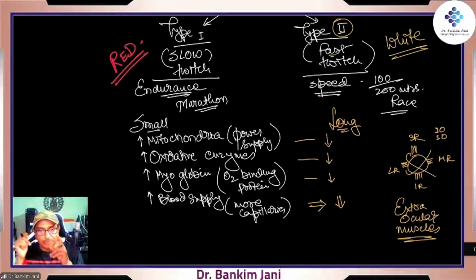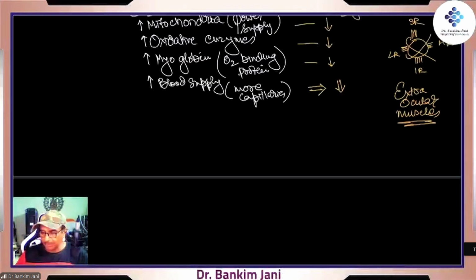The muscle which we use for blinking is a fast twitch fiber. But that's why it tires very easily. It will get tired. It will not go on and on for a longer duration.